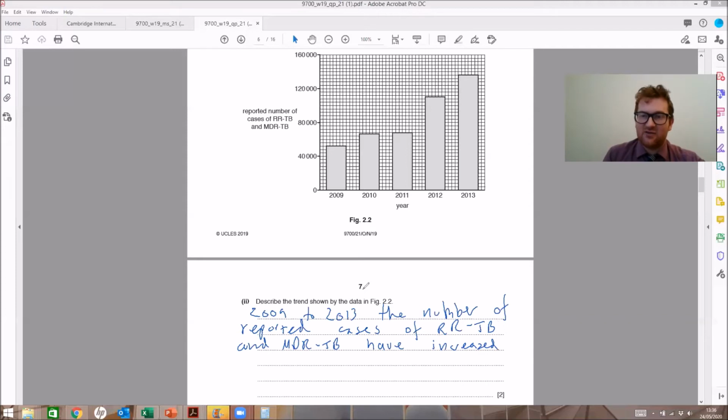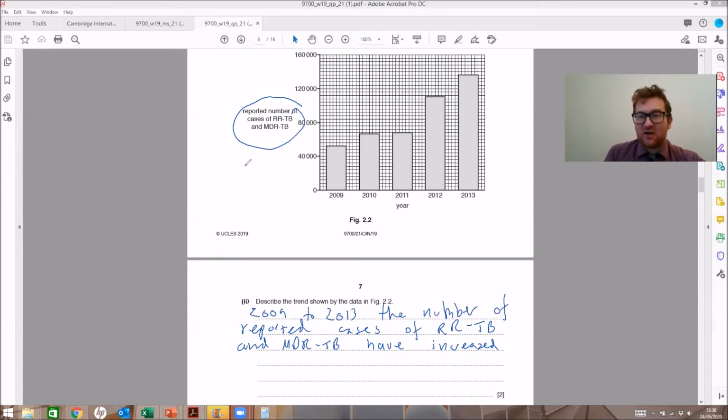Now what you have to do here is that people make the mistake of just saying the number of cases increases. That's not good enough for any graph. Whenever you describe a graph, always use the title of the y variable of what you're talking about. This is going to guarantee you the mark. If you use an abbreviation or an assumption, the examiner might penalize you and you get 0.